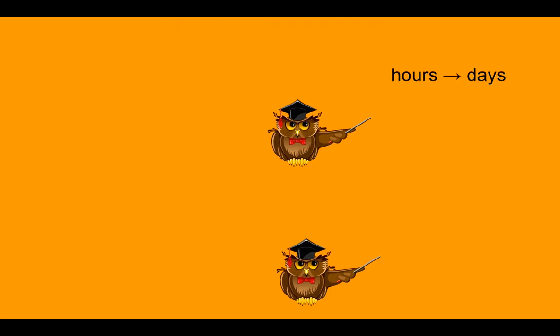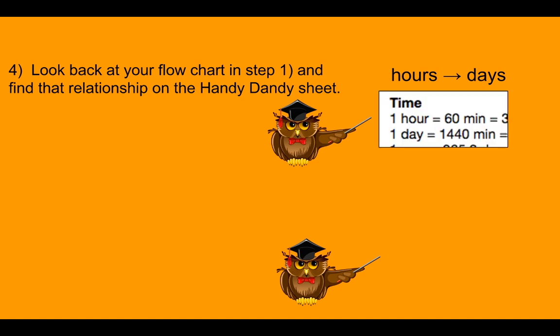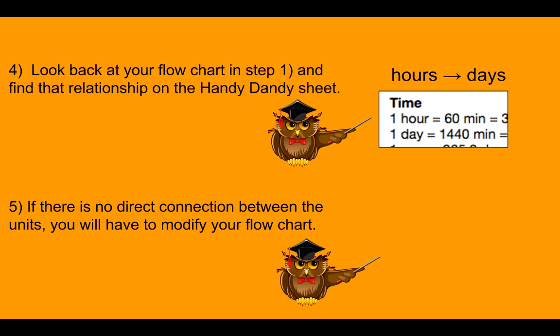Now what you have to do is look back at your flowchart and say, okay, I want hours to days, so I'm going to go over to my handy dandy sheet and see what I can find. So this is what I find. I can find hours compared to minutes, and I can find days compared to minutes, but I can't find hours compared to days. Now, I know that you know how many hours in a day, but for the sake of this example, just play along, okay? All right, so there's no direct connection between hours and days.